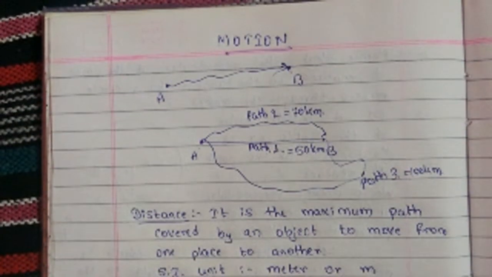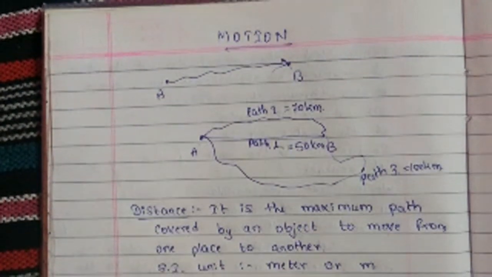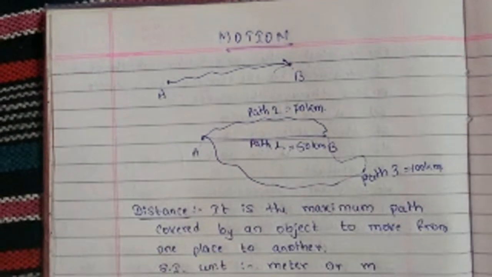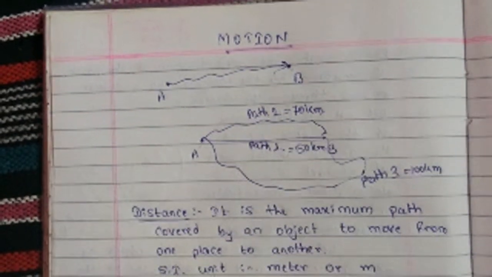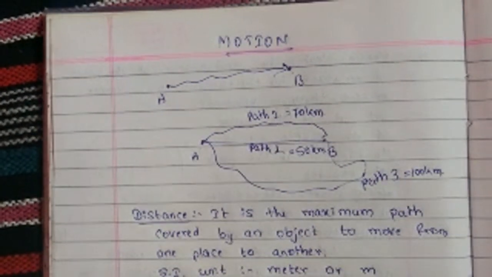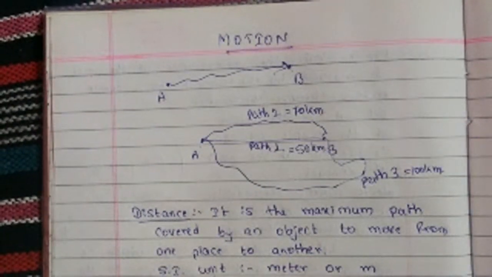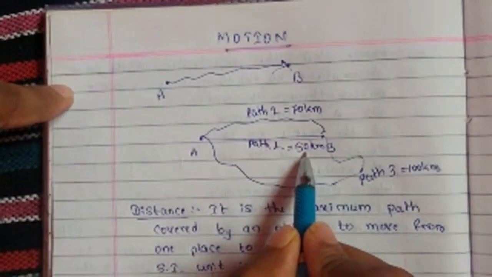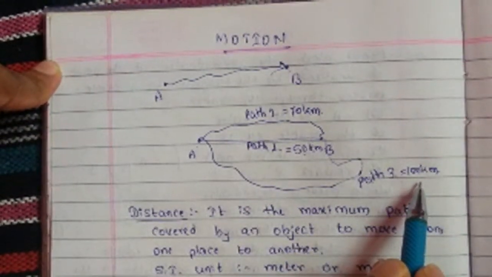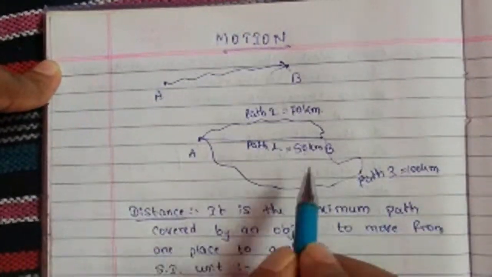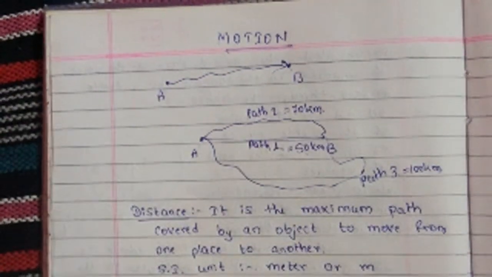So just recall the definition. Displacement is the shortest path covered by an object to move from one place to another place, and distance is the maximum or longest path to move from one place to another place. So here path 1 is displacement because it is having only 50 kilometers, it is the shortest one, and path 3 is distance because it is having 100 kilometer length, the longest when we compare these three paths. Okay, this is about distance and displacement.